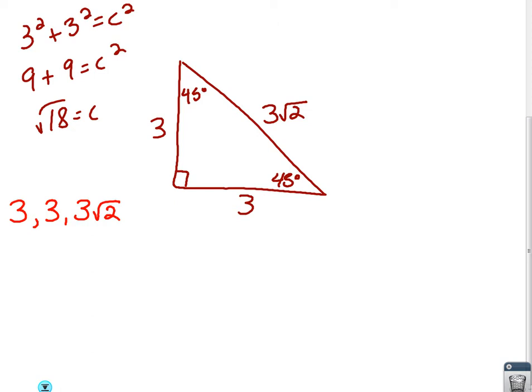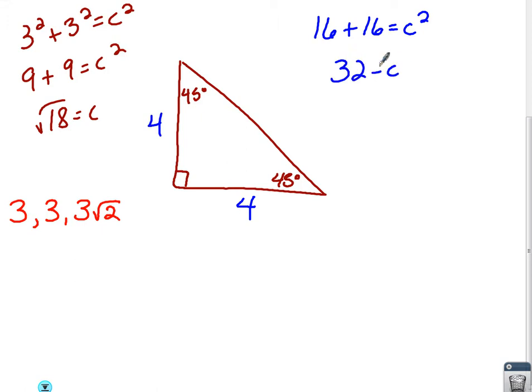Let's do it with 4 now. What if one of my side lengths is 4? If one side length is 4, that means the other side length has to be 4. It's an isosceles triangle. A squared plus b squared is equal to c squared. So now 16 plus 16 is c squared. That means 32 is c squared, which means c is the square root of 32.